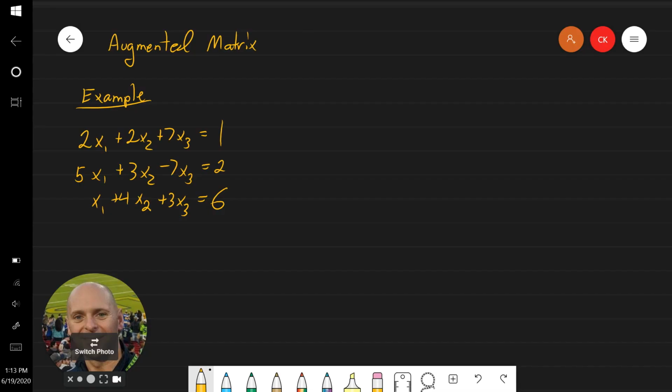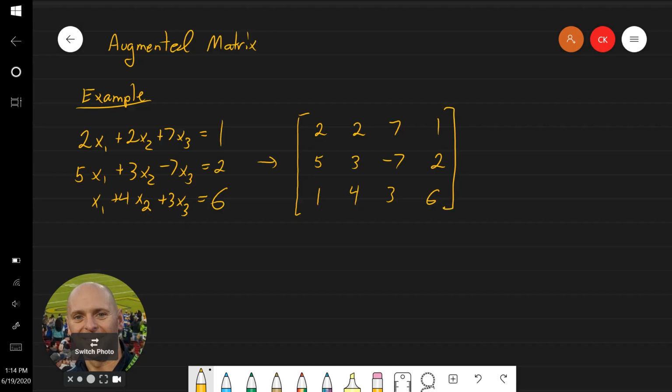So let's go ahead and write this as an augmented matrix. And it's not super complicated, and it won't take very long. We just have to grab the coefficients off of that system. So 2, 2, 7, 1, 5, 3, minus 7, 2, and 1, 4, 3, 6.